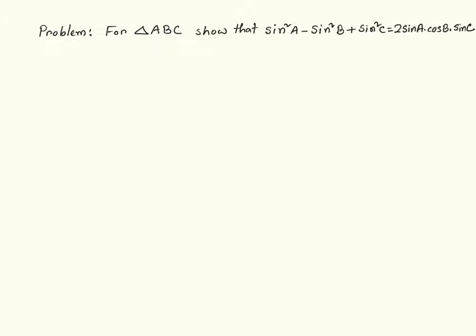In this video, I am going to solve this problem where I am given a triangle ABC and I need to show that sine square of angle A minus sine square of B plus sine square of C is equal to 2 sine of A times cosine of B times sine of C. We are going to start off with the left hand side and then do some manipulation with the left hand side using trig properties, and then we are going to come up with the right hand side. So that's the strategy going forward.